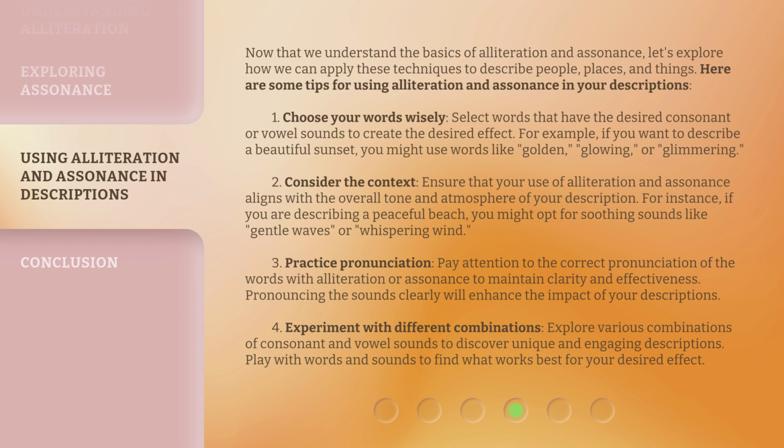2. Consider the context. Ensure that your use of alliteration and assonance aligns with the overall tone and atmosphere of your description. For instance, if you are describing a peaceful beach, you might opt for soothing sounds like gentle waves or whispering wind. 3. Practice pronunciation. Pay attention to the correct pronunciation of the words with alliteration or assonance to maintain clarity and effectiveness. Pronouncing the sounds clearly will enhance the impact of your descriptions.